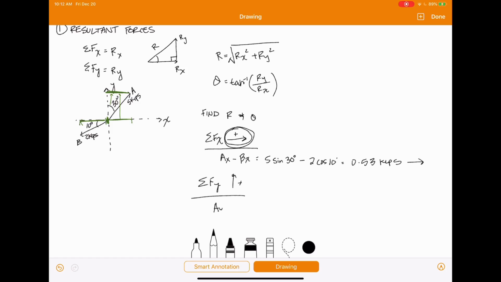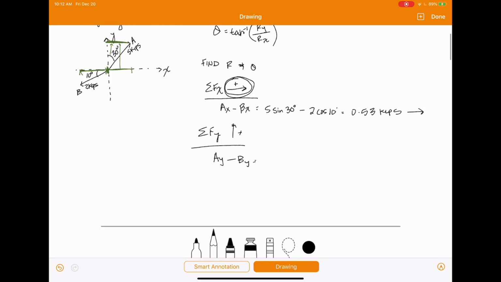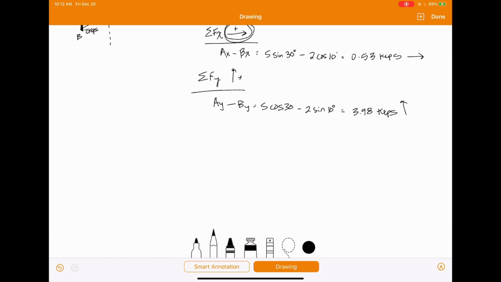All right, so now let's sum up our forces y, and we're going to decide that up is positive. So we're going to have ay, and again, a negative by. And then same thing. So we're going to have 5 cosine 30 this time, because now we're looking for this vertical side, which is the adjacent side to that 30 degrees, and then 2 sine 10 degrees, because now we're looking for that opposite side of that triangle there. And if you plug that into your calculator, you will get 3.98 kips, which is positive, so we know that that's going up.